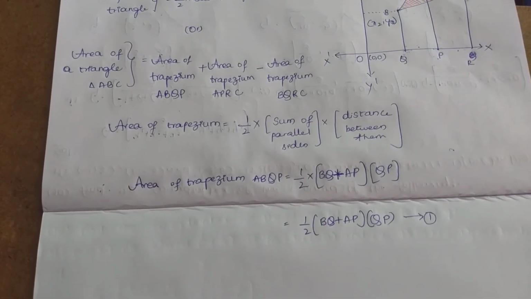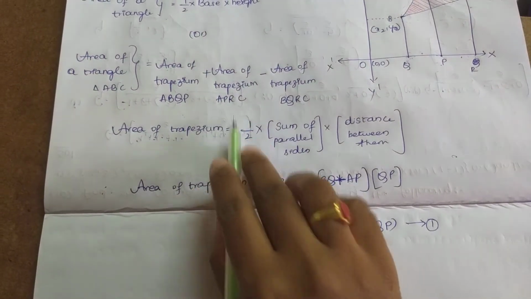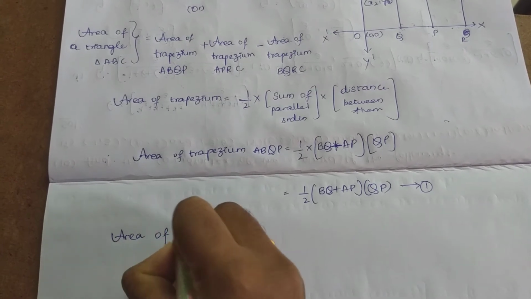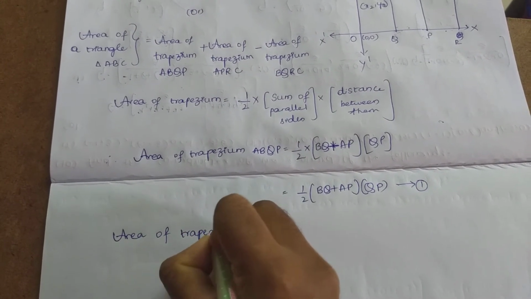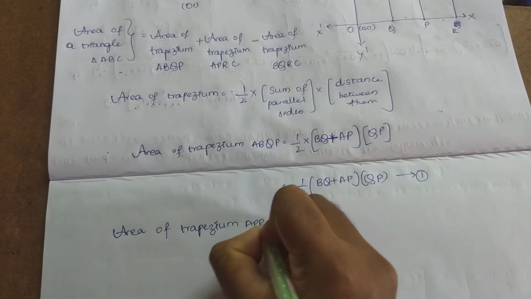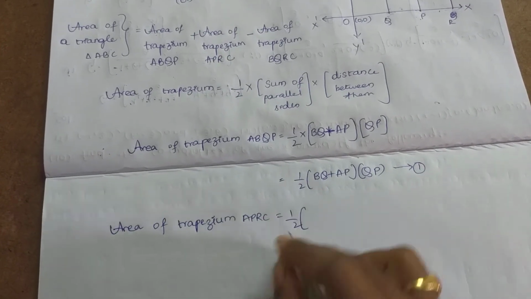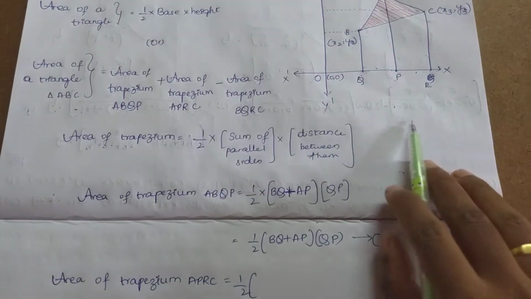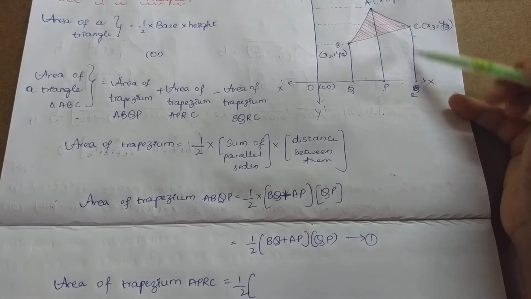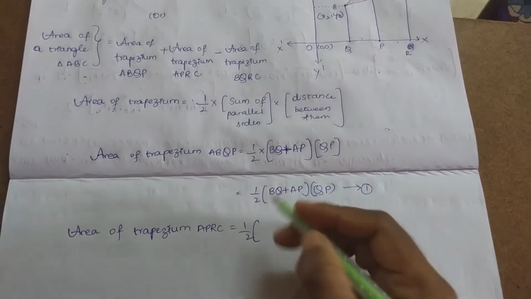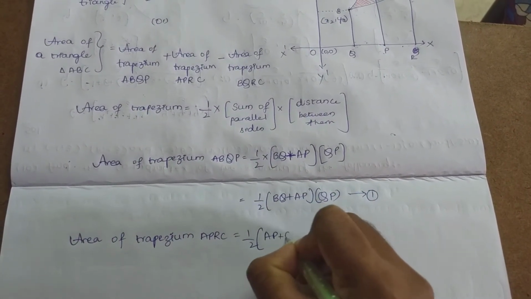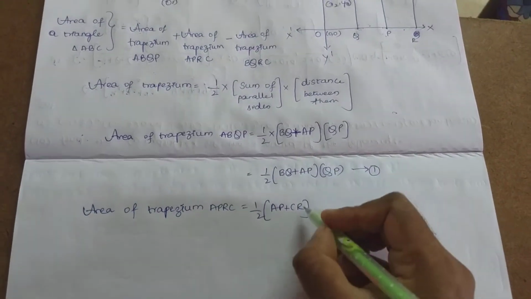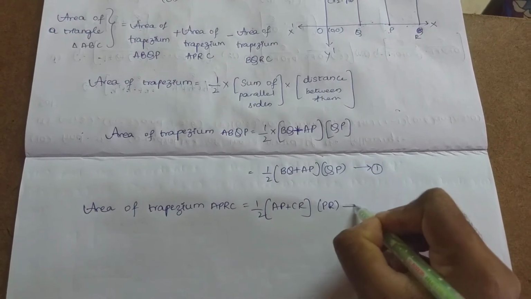In the same way, let's do it for trapezium APRC. Area of trapezium APRC equals 1 by 2 into. For trapezium APRC, the parallel sides are AP and CR. Let's do the sum: 1 by 2 into AP plus CR into the distance between these two parallel sides, which is PR. So into PR. Put this as equation 2.